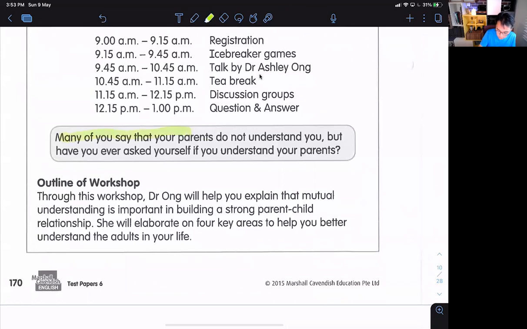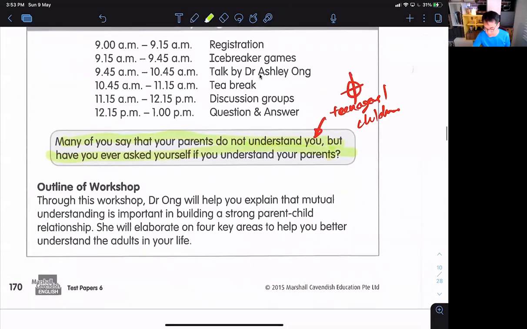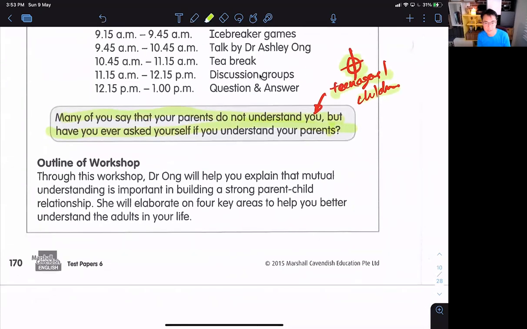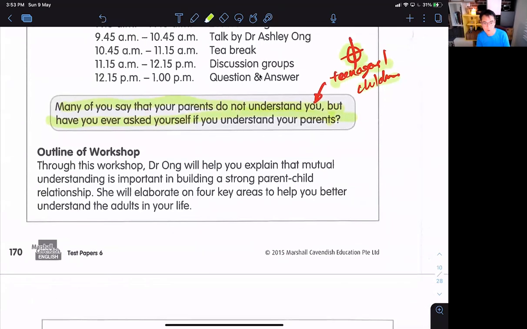Many of you say that your parents do not understand you. In this case, you refers to teenagers or children, right? But have you ever asked yourself if you understand your parents? So this workshop is obviously targeted at teenagers and children. So this is a very important takeaway. This is meant for teenagers and children, not for their parents primarily.